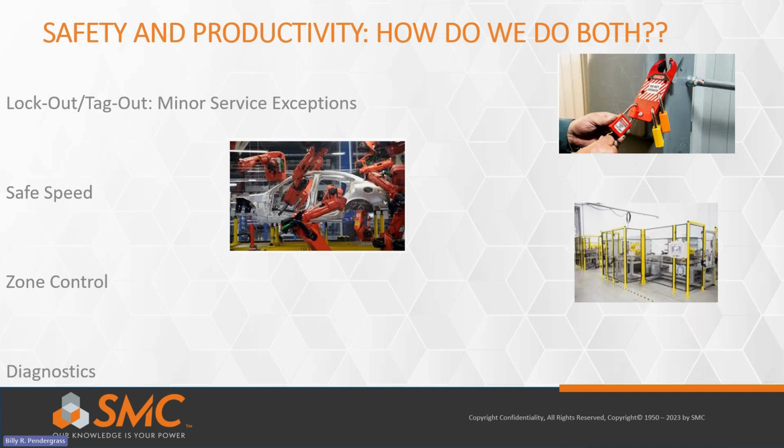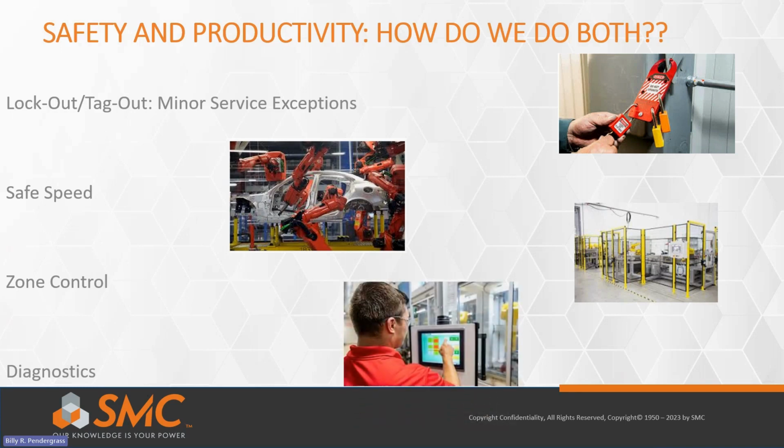How about zone control? Using zone control, a specific area of your production process can stop or slow down while other zones continue to run at normal speed. This allows for operators or maintenance personnel to safely enter a zone to clear a jam, make a machinery adjustment, or carry out other tasks while the rest of your production processes continue as normal. Or how about diagnostics?